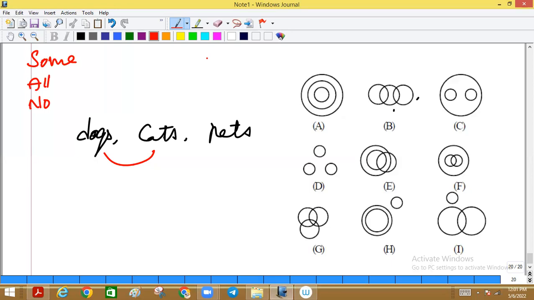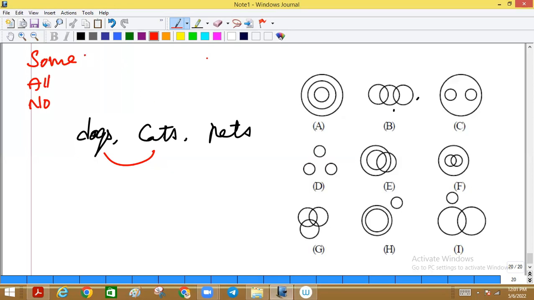What are they? Some, all, no. So if you want to establish the relationship between two given words, it should be some, all, or no. For example, if you take the first word, some, can I say some dogs are cats or some cats are dogs? Can I use that? No.